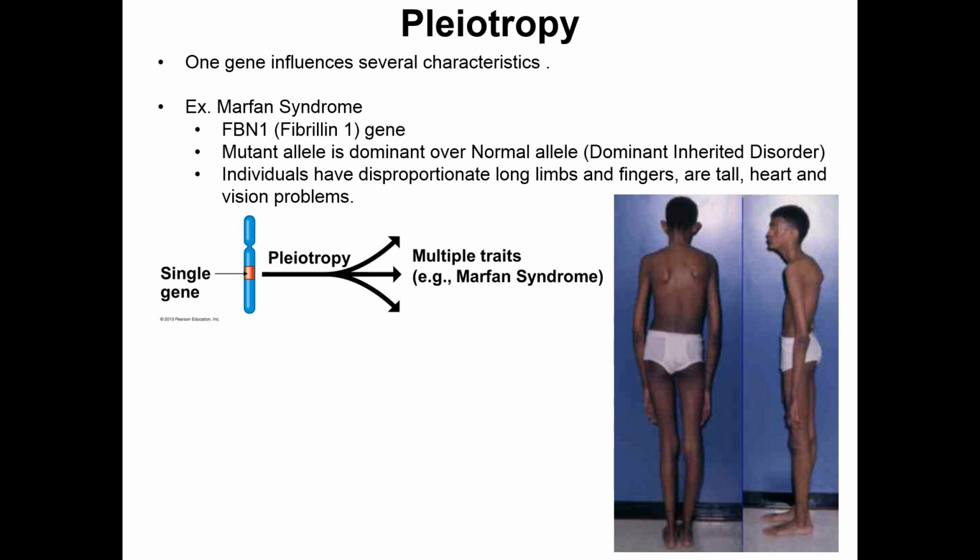That means to exhibit this condition, you either are homozygous dominant or you are heterozygous. Individuals who don't suffer from the condition are homozygous recessive. So here you have an individual with disproportionately long limbs, fingers, as well as vision and heart problems.